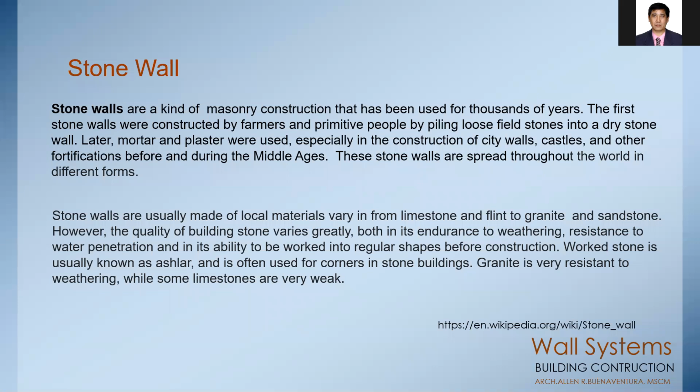Stone walls are usually made of local material, varying from limestone to flint to granite and sandstone. However, the quality of building stone varies quite greatly, both in endurance to weathering, resistance to water penetration, and its ability to work into regular shapes before construction. Worked stone is usually known as ashlar and is often used for corners in stone buildings. Granite is very resistant to weathering, while some limestones are very weak.